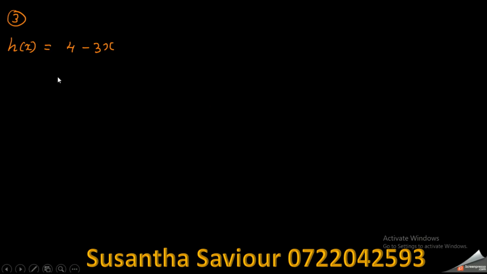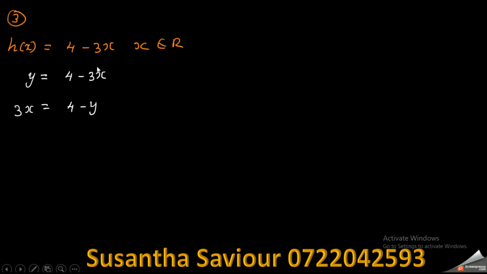Say h(x) is equal to 4 minus 3x. Now you can pause this video a little and try it all by yourself, right? So what we do is we write h(x) as y. So y is equal to 4 minus 3x, and then make x the subject. To make x the subject, we take 3x to this side and y to this side. Then we will get 3x is equal to 4 minus y.